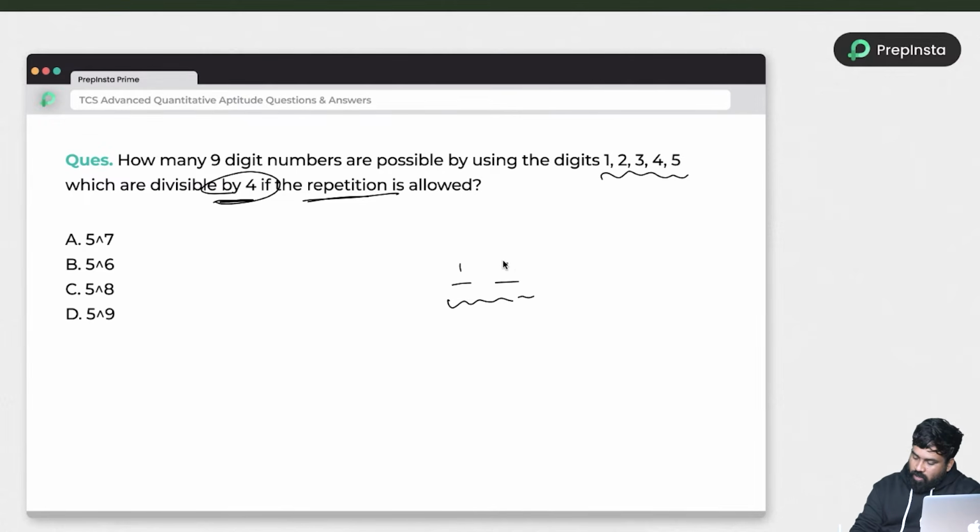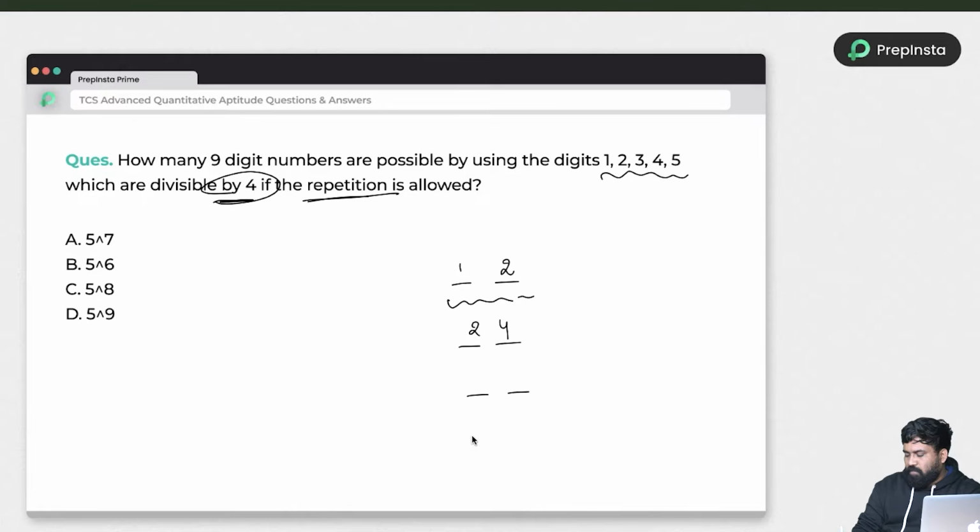So I can say 1 to 12. 12 is divisible by 4. And the next pair is 12, 13, 14, 15, which does not happen. Again 21, 22, 23, 24. So like this you have to do, right?